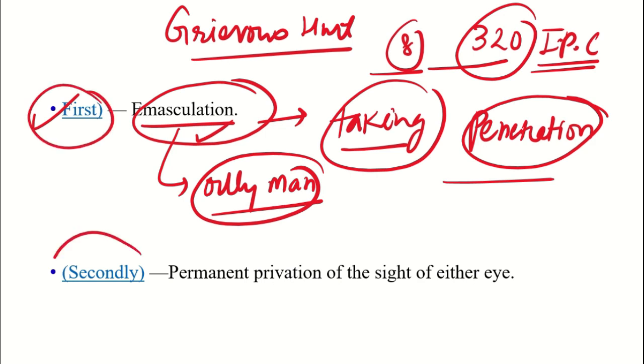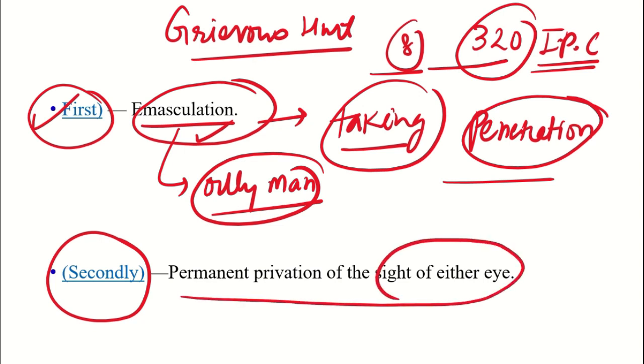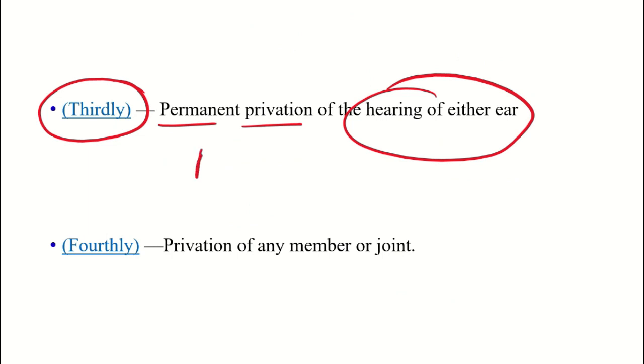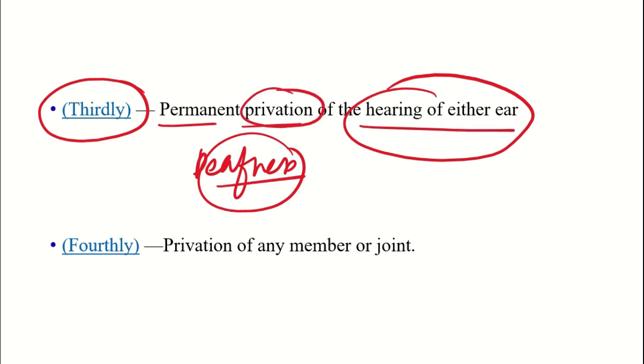Now, what is the second clause? This is the permanent privation of sight of either eye. Okay, if somebody has damaged the sight of an eye permanently, then this comes under the second clause of grievous hurt. Now, the third clause is the permanent privation of hearing of either ear, causing permanent deafness. That is the third clause of grievous hurt.